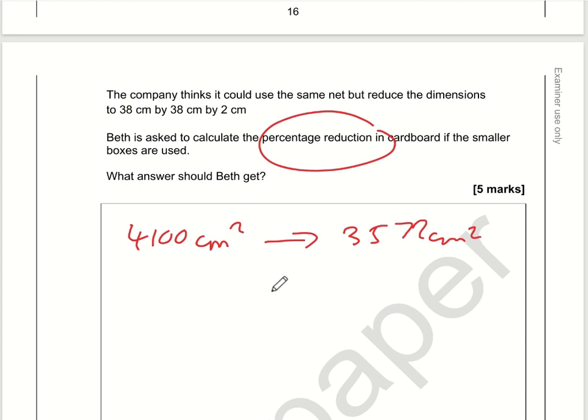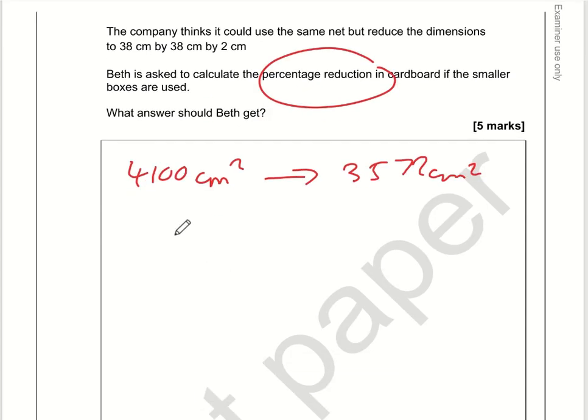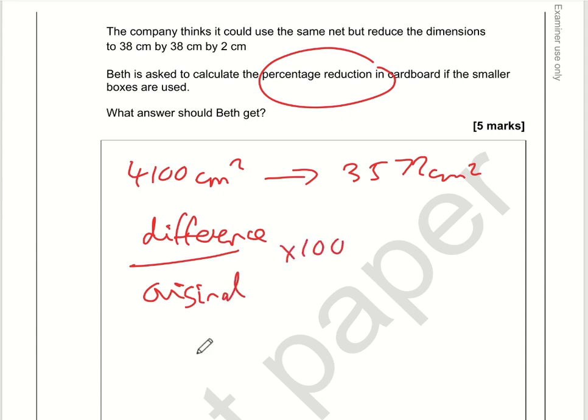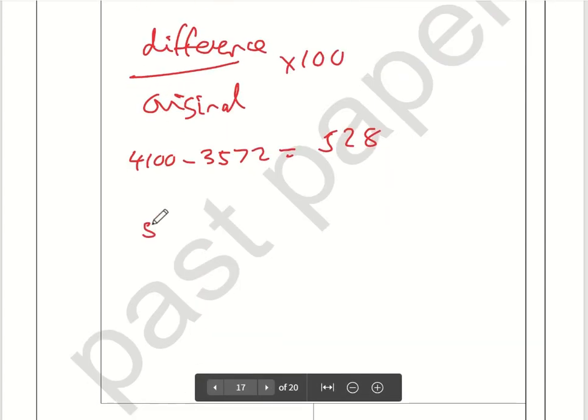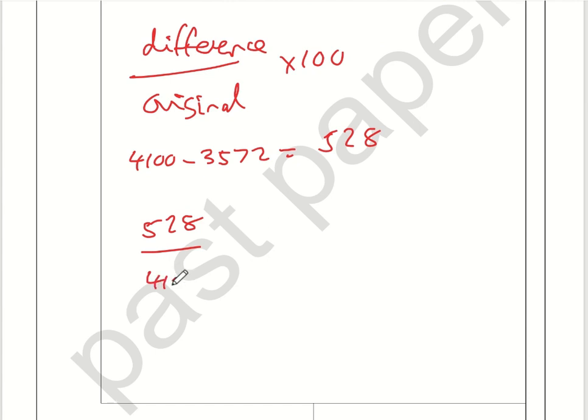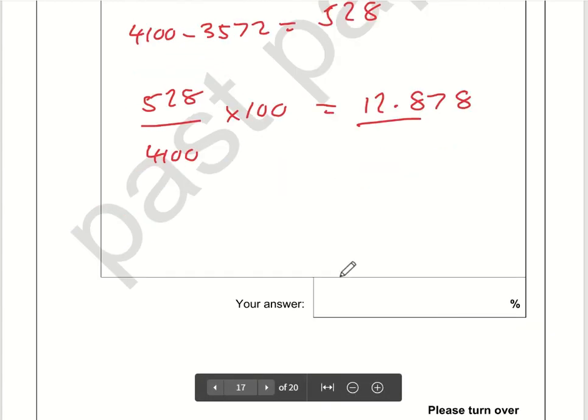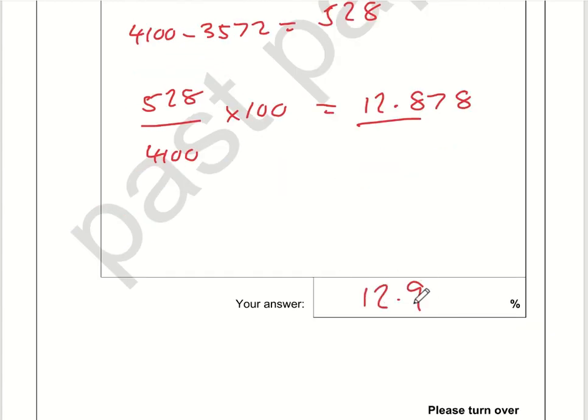Okay, so what is the percentage decrease? Now the formula for a percentage change, whether it's a reduction or an increase, is the difference divided by the original amount multiplied by 100. So 4,100 take away 3,572 is 528. So what is 528 as a percentage of what it was originally, which is 4,100, times 100, and that comes to 12.878. So maybe just round it to 1 decimal place or the nearest whole number. So I might just call that 12.9%.